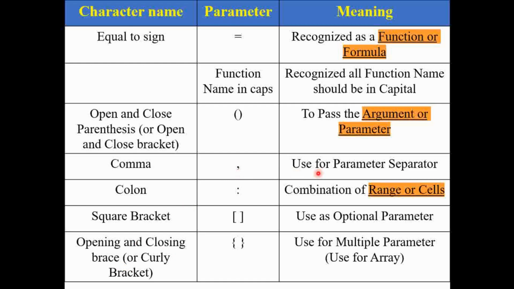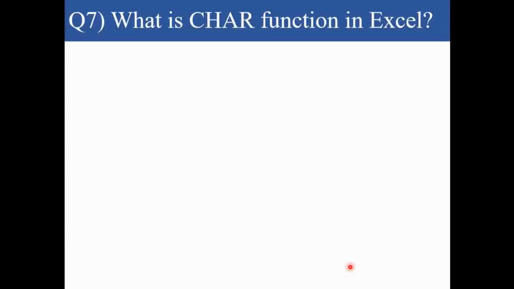The comma is used as a parameter separator. Colon is used for a range of cells. Square brackets are used for optional parameters in the syntax of the function. I have already covered these things in a particular video, you can refer to that. Square brackets represent optional parameters, which are not mandatory to use in that syntax. Then the opening and closing braces are used for multiple parameters, generally used for arrays.